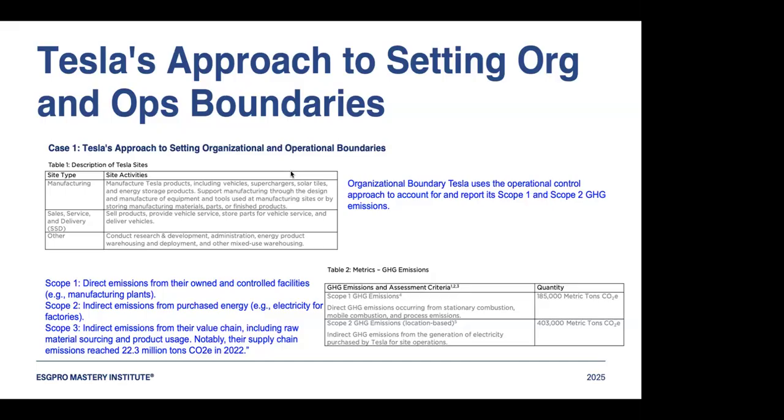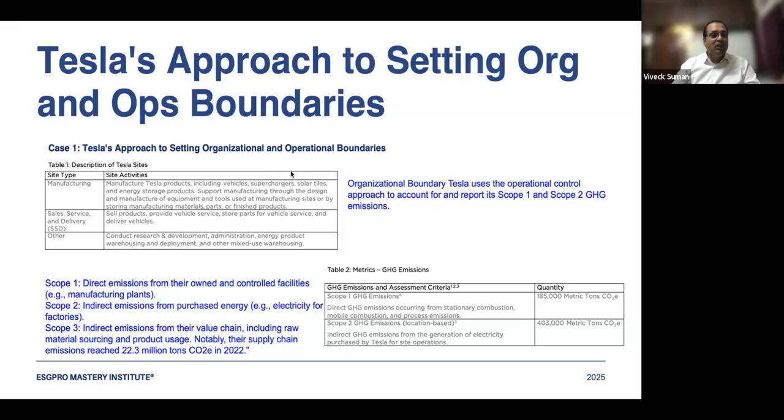Description of Tesla sites. Site type is manufacturing, and activities are manufacture Tesla products, including vehicles, superchargers, solar tiles, and energy storage products. Support manufacturing through the design and manufacture of equipment and tools used at manufacturing sites or by storing manufacturing materials, parts, or finished products. Site type sales, service, and delivery, SSD. Activities are sell products, provide vehicle service, store parts for vehicle service, and deliver vehicles. The third site type is other. Activities are conduct research and development, administration, energy product warehousing and deployment, and other mixed use warehousing.